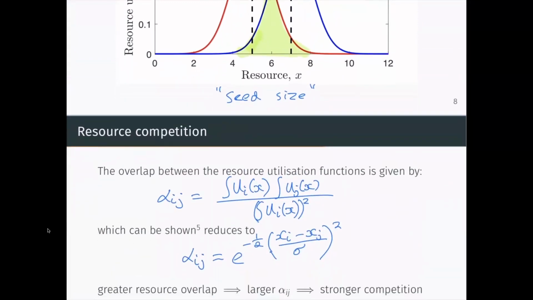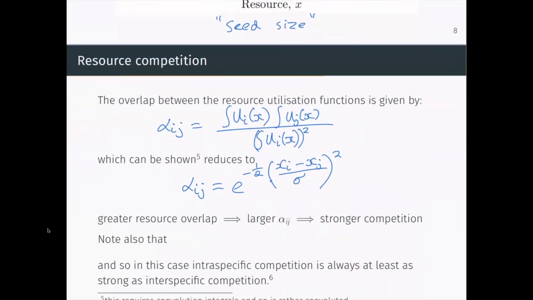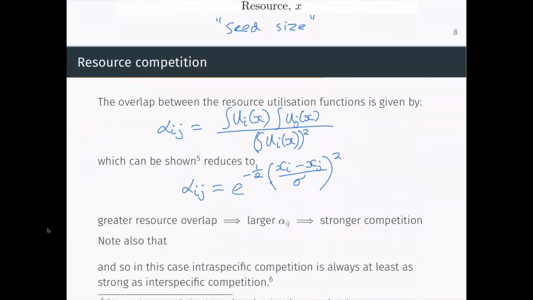And you can see that when these means are closer together, when xi is close to xj, in fact, when xi is equal to xj, this term in the brackets is going to be equal to 0. So we're going to have exponential of 0. So that's just going to equal 1. So alpha ij is equal to 1 when xi is equal to xj. In other words, if this was intraspecific competition, then the maximum value this could take would be 1.